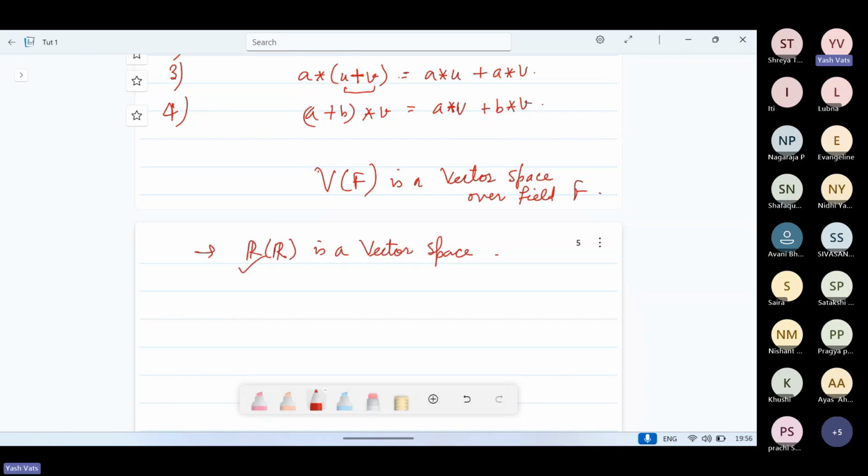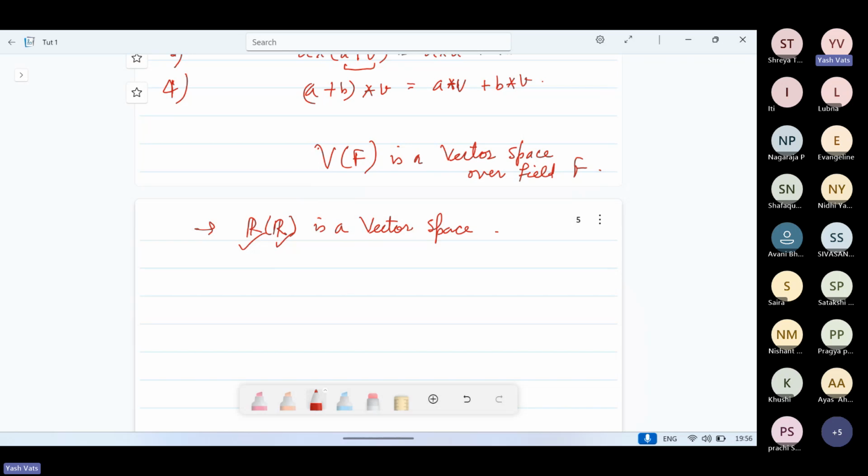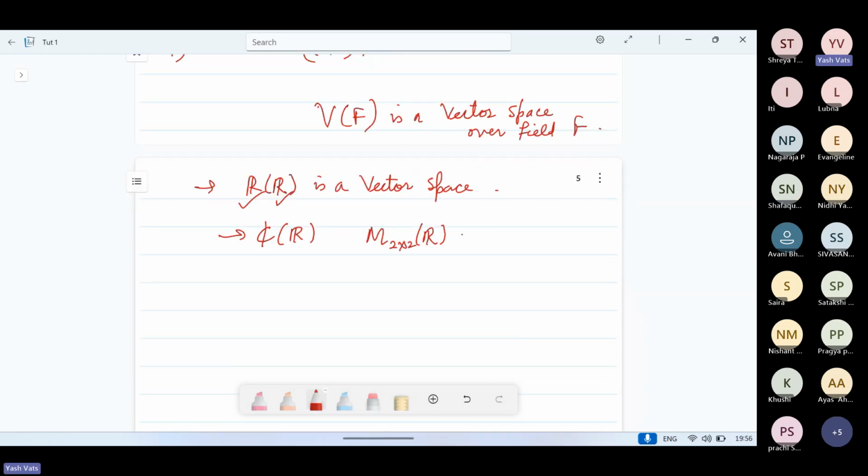R is an abelian group under addition. R is a field, right? So it is a vector space. All right. Any other example you want to give? The set of complex numbers over R, right? The set of matrices over R. These are all vector spaces. I'm not going to more complicated ones, but these are examples.